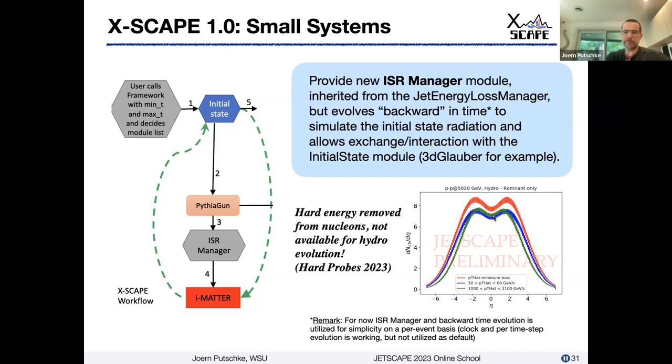And I will pause here, but I just wanted to briefly outline that indeed this is basically a one-to-one mirroring of the energy loss aspect, which by its nature is forward time evolution, and we just used the infrastructure to relatively quickly integrate a backward evolution, which can create an initial state radiation. Okay, with this, I will pause for a second and see if there are questions.